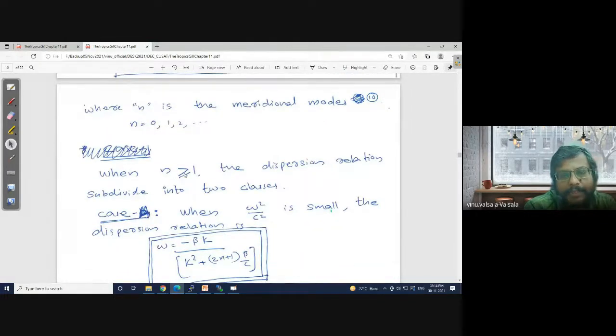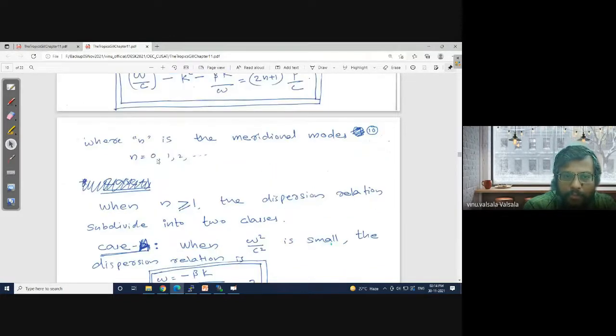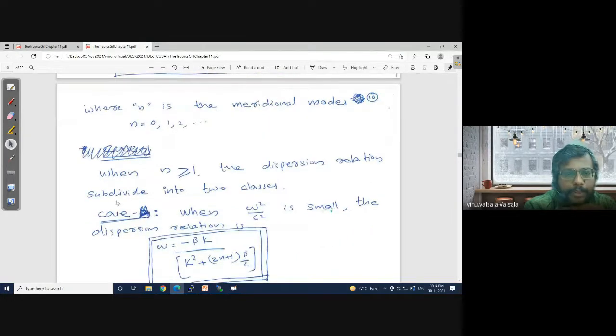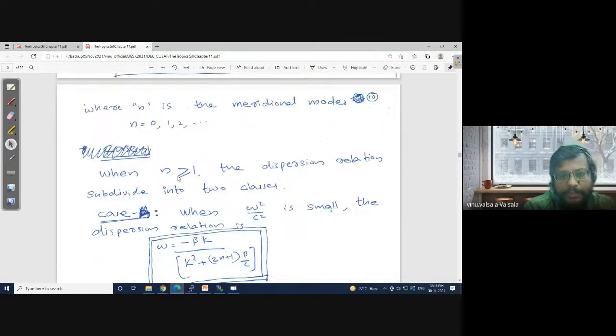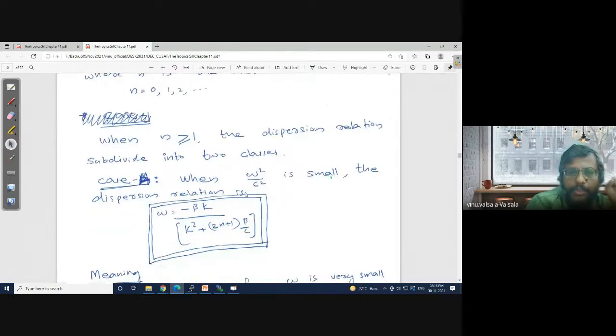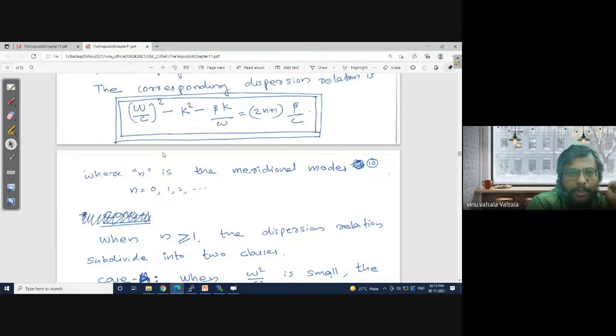First we are going to consider, suppose n is greater than or equal to 1. What are the values of n? 0, 1, 2, 3, etc. There are different modes. So now if I am saying n is greater than or equal to 1, then the dispersion relation subdivides into two classes. Case A says that in addition to n greater than or equal to 1, assume this term, w square by c square, is small. Where is this w square by c square coming from? The first term. Suppose this term is very small.